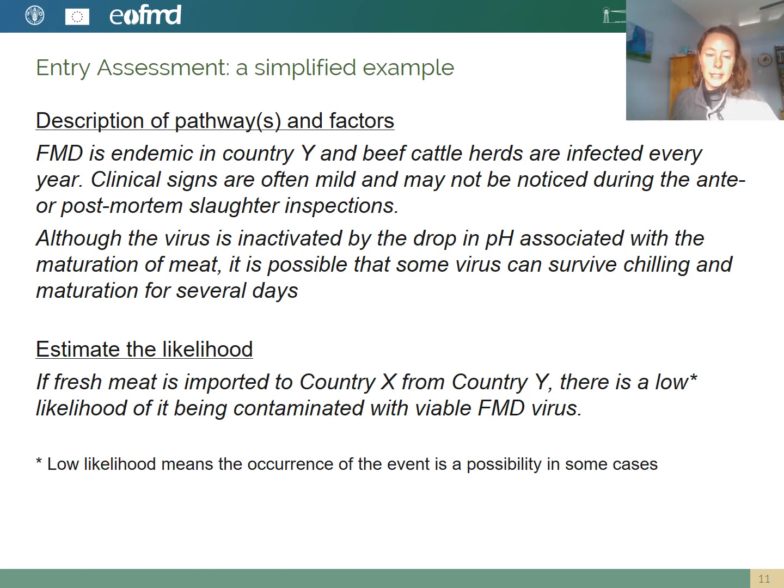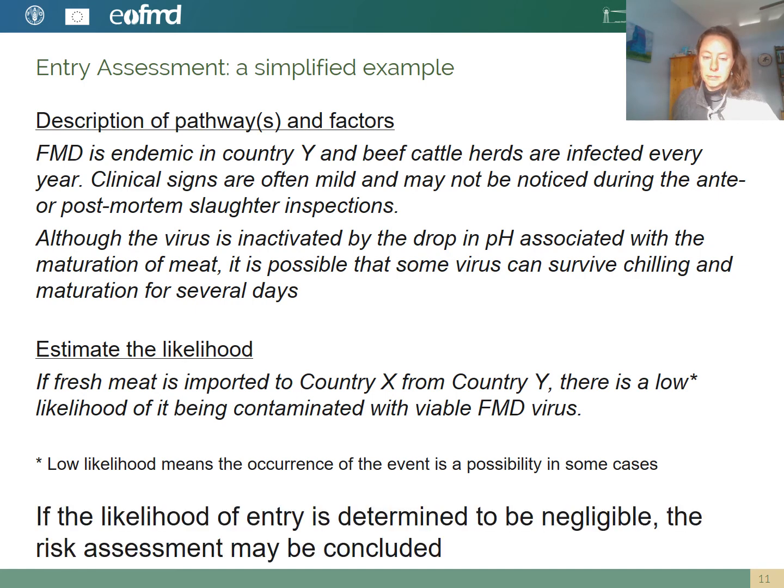And then you estimate the likelihood. If fresh meat is imported to country X from country Y, there's a low likelihood of it being contaminated with viable foot-and-mouth disease virus. And a low likelihood means that the occurrence of the event is a possibility in some situations. If the likelihood of entry is determined to be negligible, then you can stop at this point. Your risk assessment may be concluded. However, if it's greater than negligible, then you continue on to do the exposure assessment.